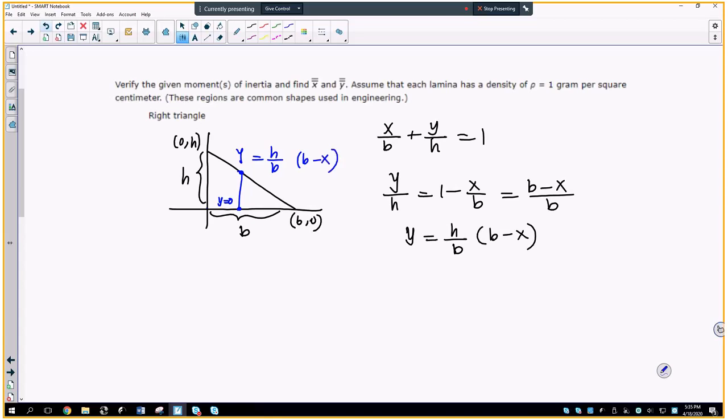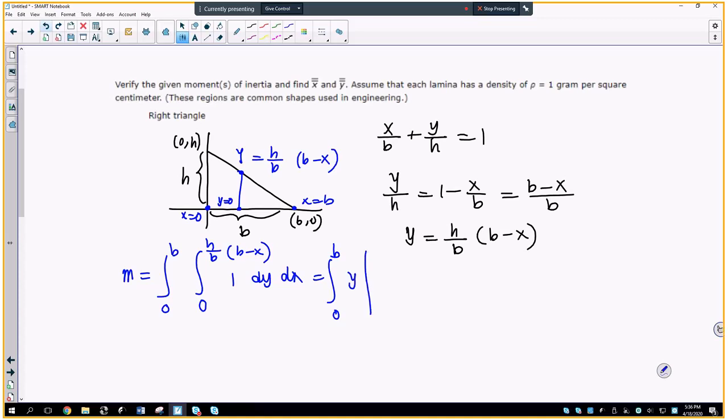Whereas the limits for x are going to be the lowest value x equal to 0 to the highest value x equal to b. So let's write our antiderivative for the mass function. It's going to be the limit of x, the limit of y, which is again h over b times b minus x. Remember the density function is just 1, dy dx. So let's start working on the antiderivatives. First you get integration 0 to b, antiderivative of 1 is y, then I'm going to put in the limits, and these are 0 to h over b times b minus x, dx.